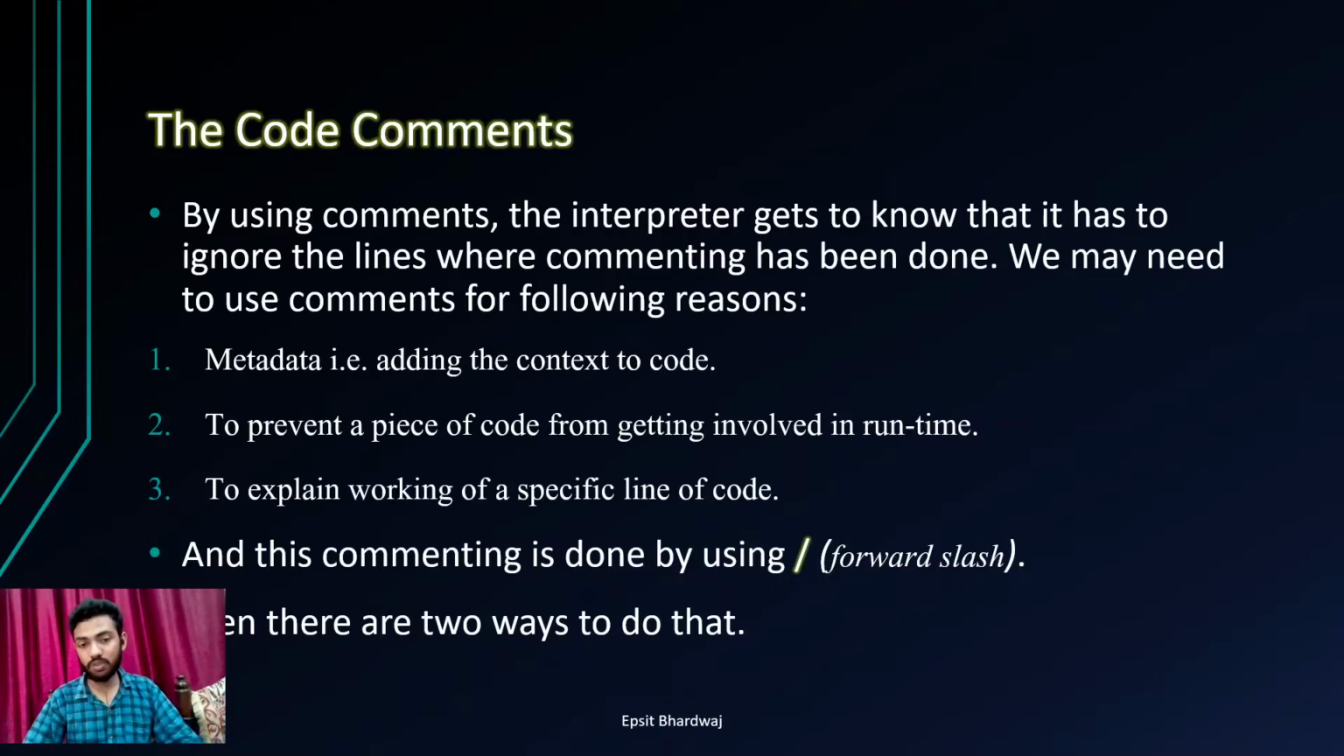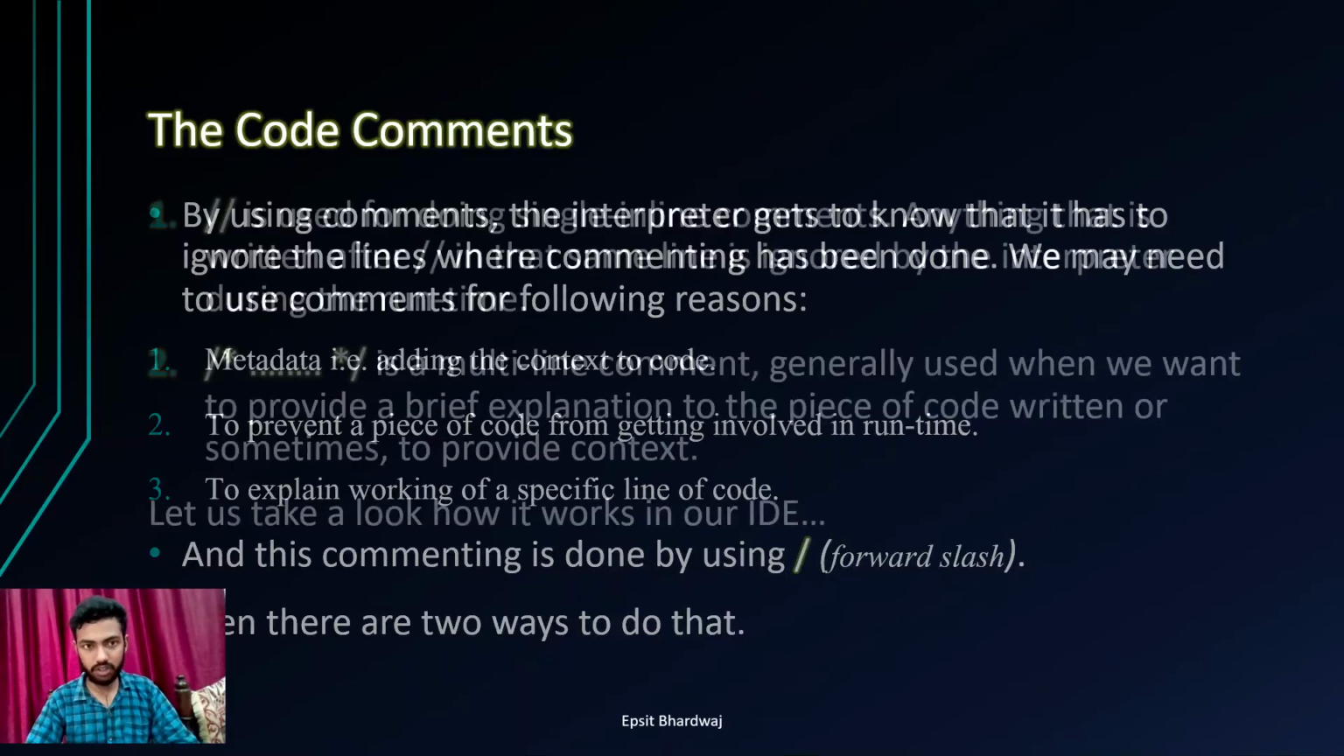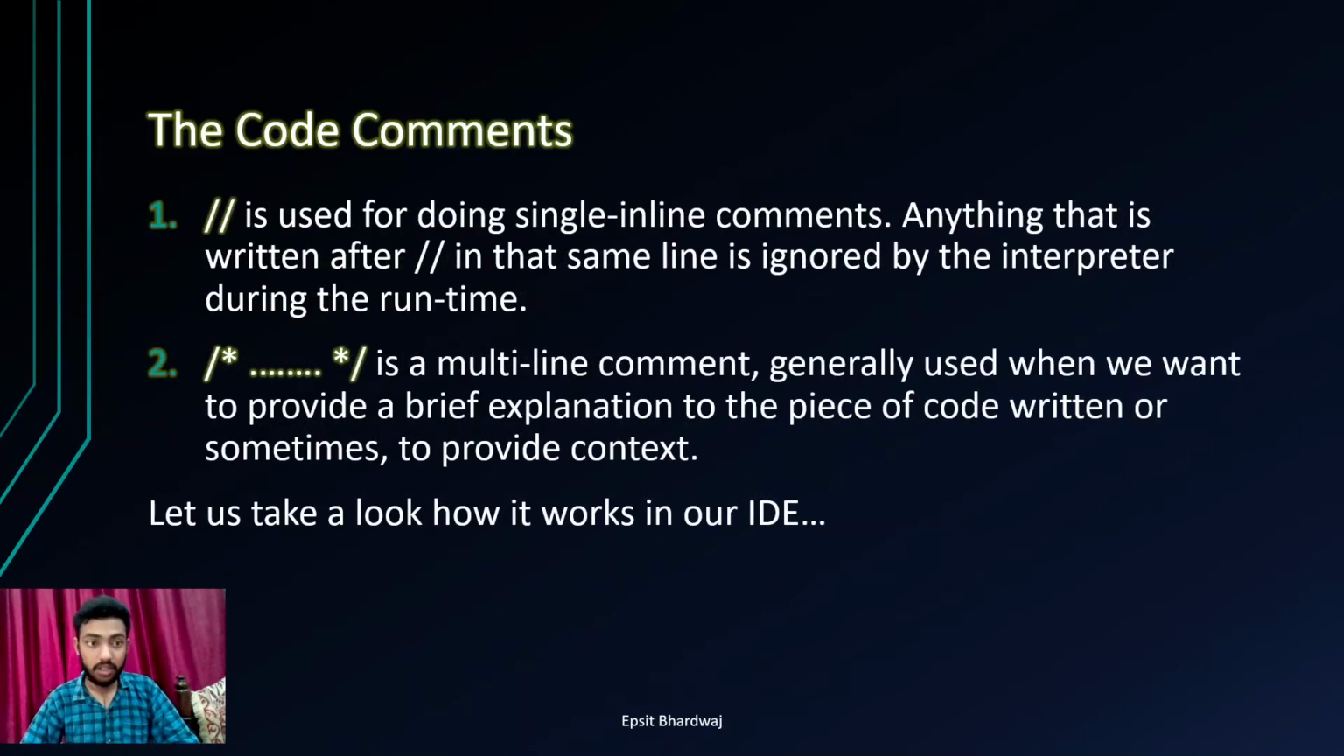There are two ways to do that. First, double forward slash is used for single line comments. Anything that is written after double forward slashes in that same line is ignored by the interpreter during runtime. Second, slash and asterisk is a multi-line comment, generally used when we want to provide a brief explanation with a piece of code written, or sometimes to provide context. Now let's look at how it works in our IDE.